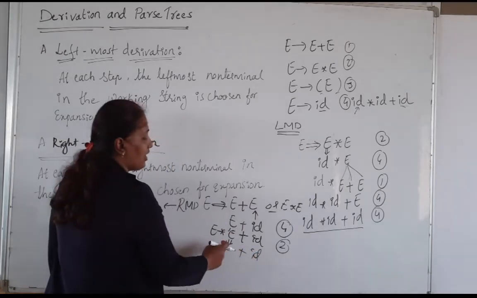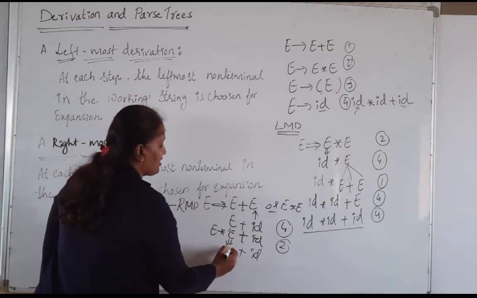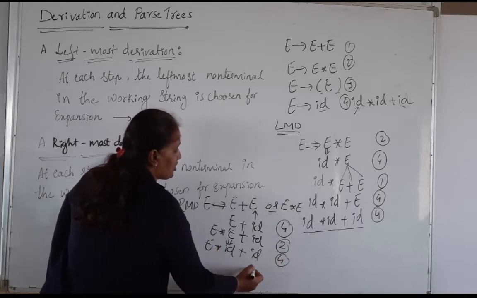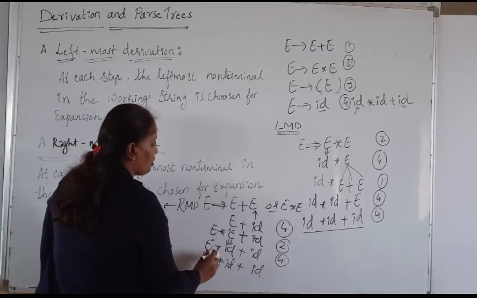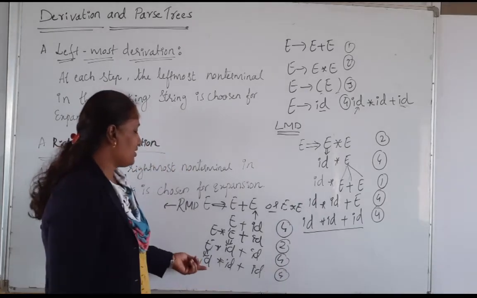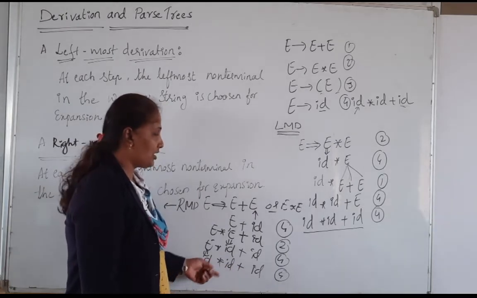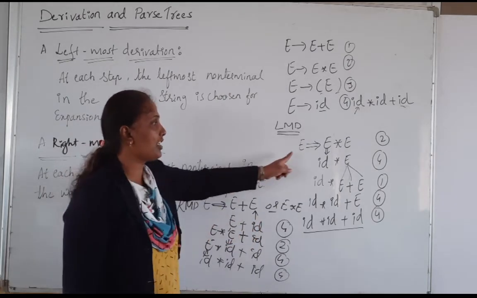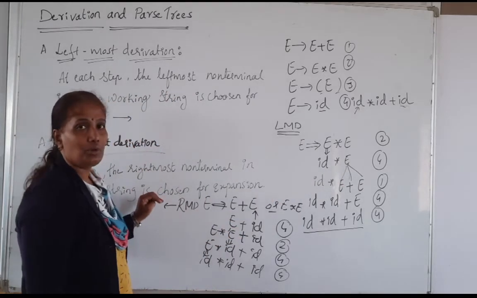Next, I am going to derive the next rightmost non-terminal. So this E can be derived as ID according to rule number 4 again. Next, in the next iteration, ID plus ID I will write as it is, into also I will write as it is. Next, I am going to derive this E as ID by using rule number 4. So this is the rightmost derivation of the given input string. See, here the derivation starts from right to left, whereas in the leftmost derivation it starts from left to right. Okay, I hope you understood these two derivations.